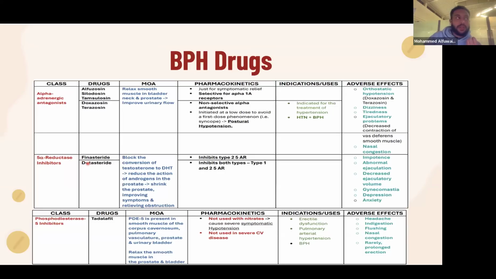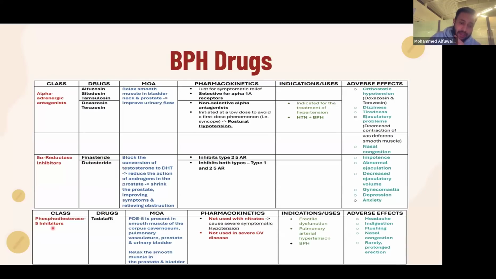So what you do for dihydrotestosterone is you inhibit it with a 5-alpha reductase inhibitor, which is finasteride. Finasteride inhibits 5-alpha reductase, which will reduce dihydrotestosterone. It's simple. So that's basically finasteride for you. Another use of finasteride is in male pattern baldness, if you want to remember.